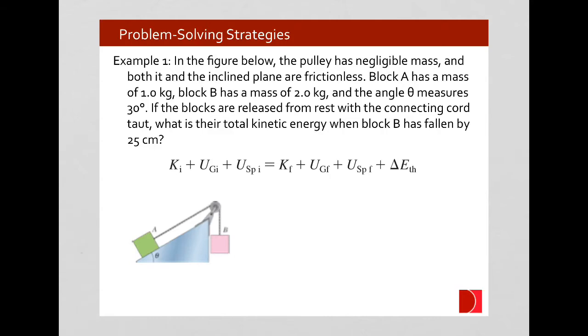For our first example of this, we have an Atwood machine. We have two blocks. Block A has a mass of 1 kilogram. Block B has a mass of 2 kilograms. When we release the blocks from rest, we know how to solve this from Newton's equations. We know how to look at the forces acting on each block, finding their acceleration, and thus finding their velocity at some later time.